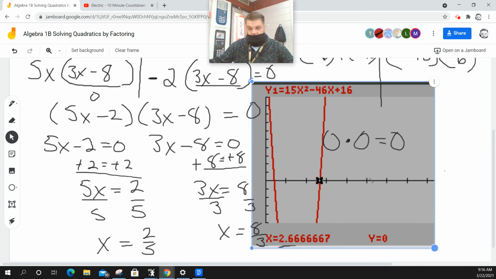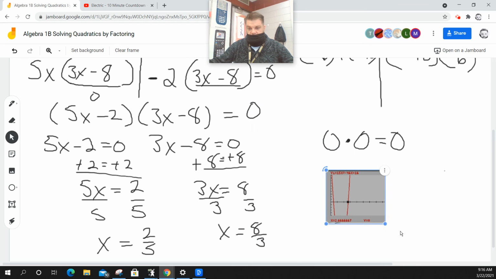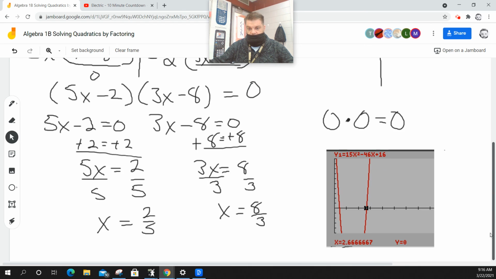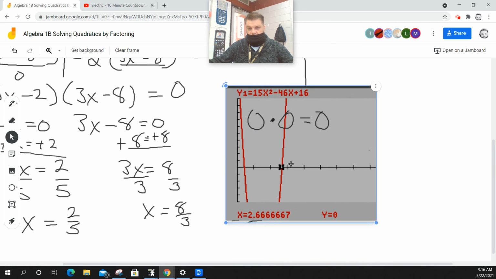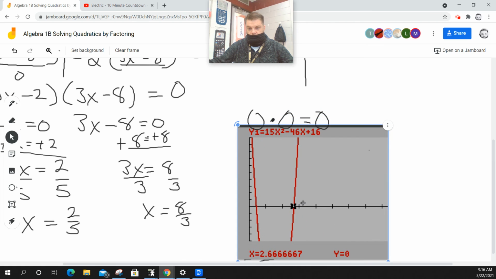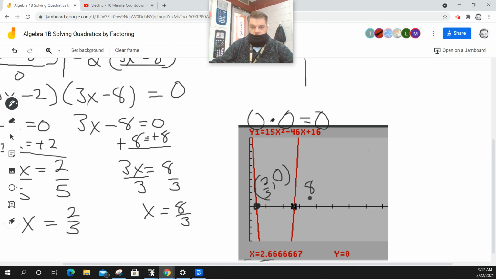What I would do if I were you guys, just sketch this graph a little bit because I really want you guys to understand that this is true because the graph says it's true. So what does this tell me? This tells me that this crosses right here and right here. This point is 2/5, comma, 0. And this point is 8/3, comma, 0. And that's it. That's how you double check your work.